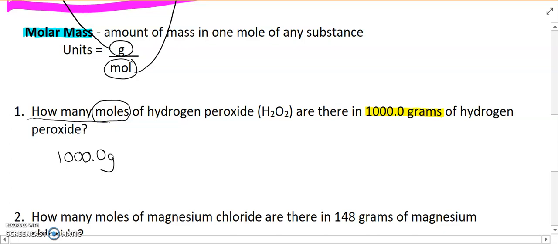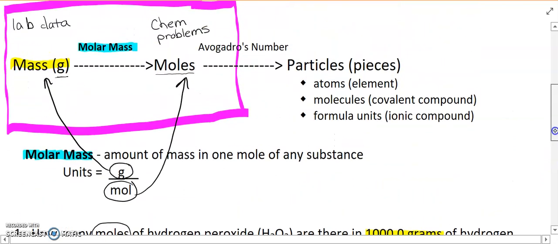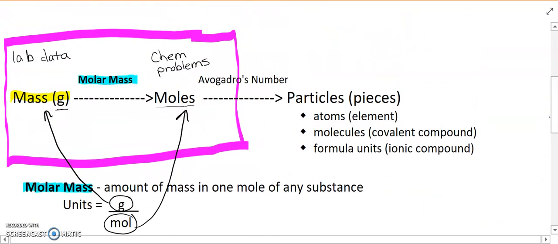So I know my end point for this problem is going to be moles. If I'm looking at units and not numbers, then I know that I am going to be starting with grams, and I'm trying to convert it to moles. So what am I going to use? I'm going to use my molar mass.